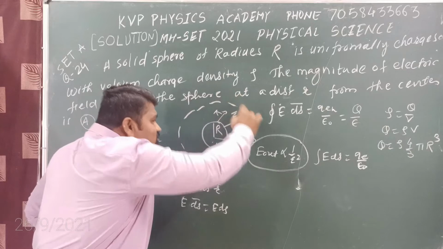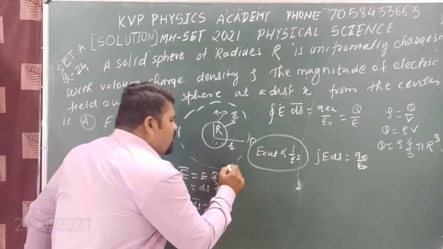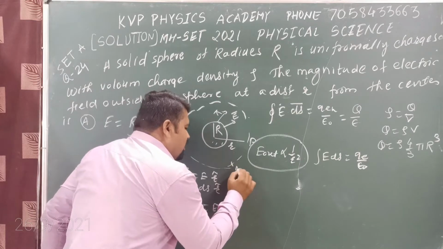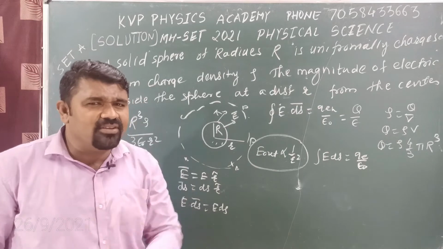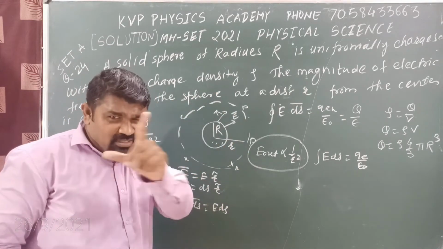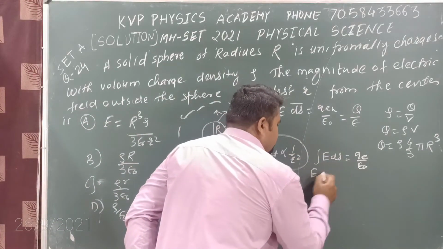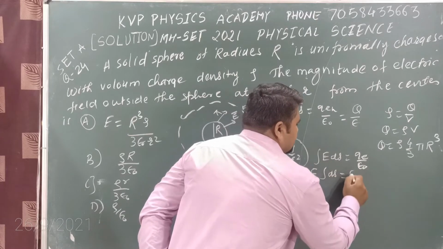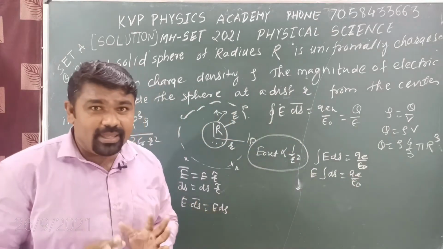Now we draw this Gaussian at a distance small r. We can find the electric field at points A, B, C, D, and at all points the electric field is constant on the Gaussian surface. This quantity is constant, so take it common out. Integration of dS equals q enclosed upon epsilon naught.